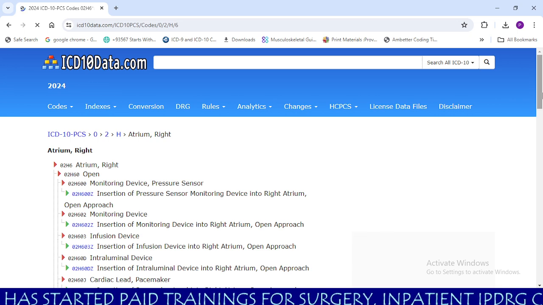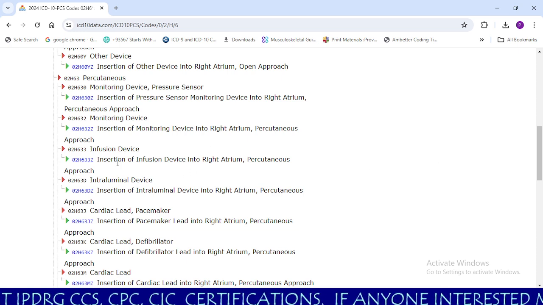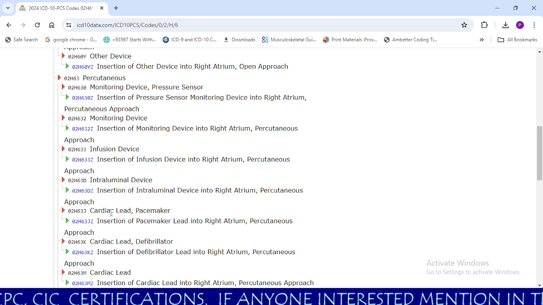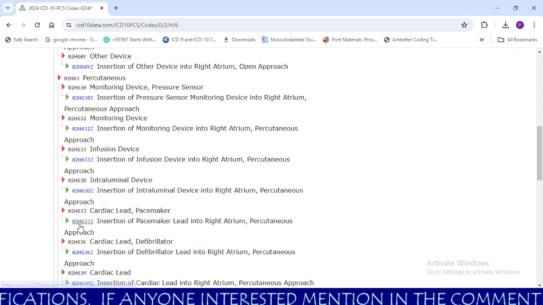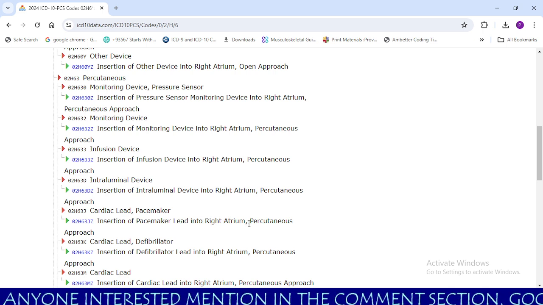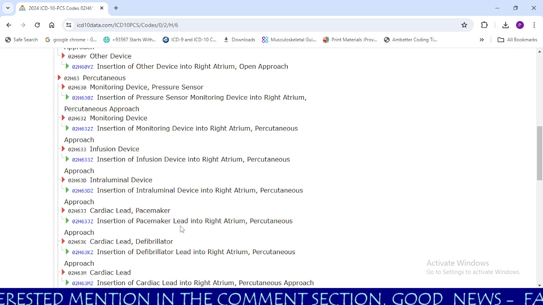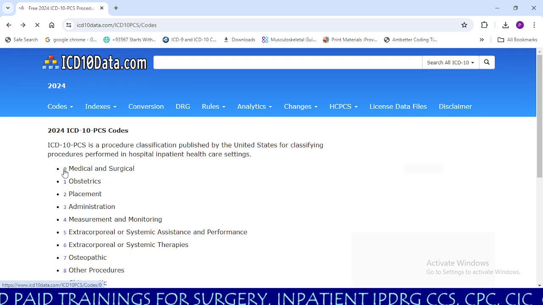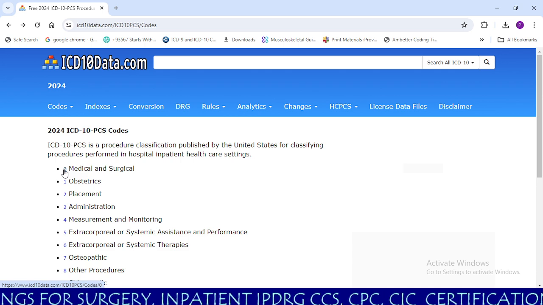Next we need to select the remaining three characters. So this is the code for us. Based on our code description, the physician has inserted a cardiac lead, pacemaker, cardiac lead. So if you check, 02H63JZ, insertion of pacemaker lead into right atrium, percutaneous approach. This is the second lead insertion, and we need to code for another lead insertion also, which is for the right ventricle.